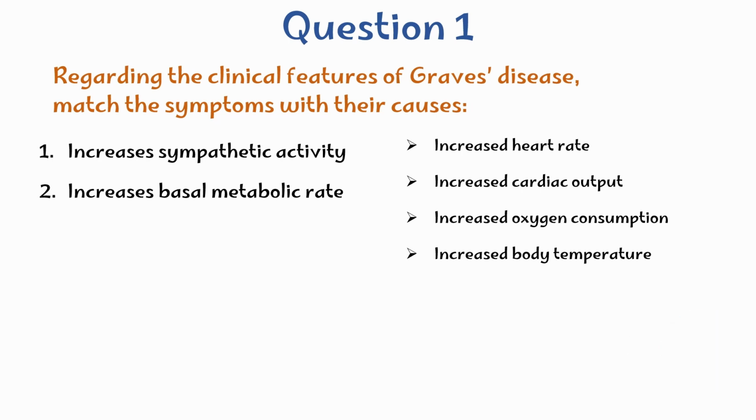The thyroid hormone increases heart rate and cardiac output by increasing the sensitivity of sympathetic beta receptors in the heart. And by increasing the basal metabolic rate, the cells use more oxygen and consume more energy, which increases body temperature as well.